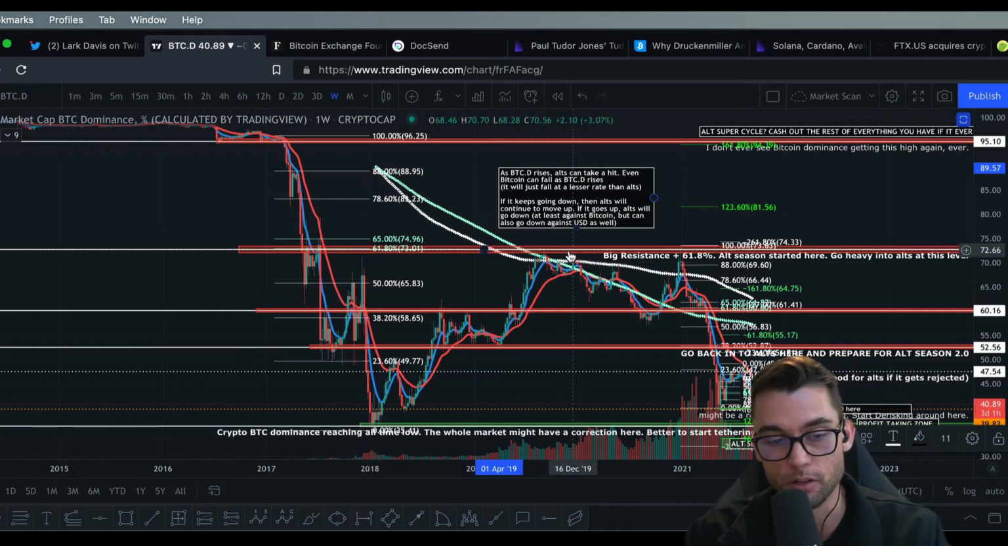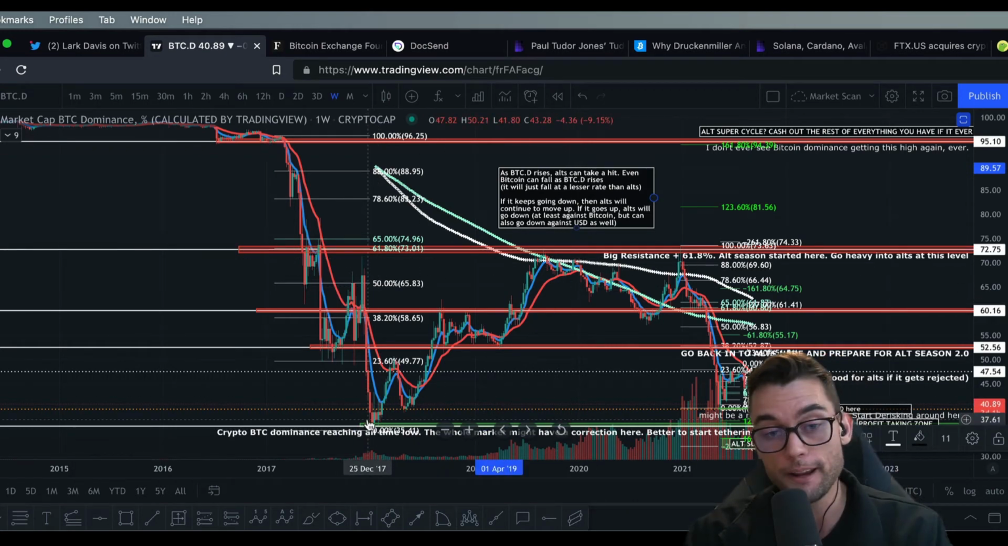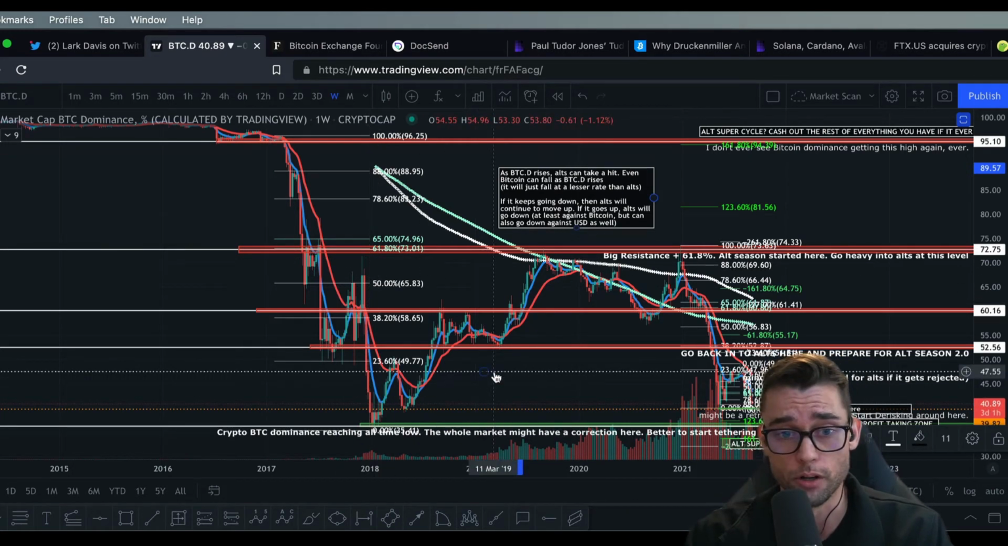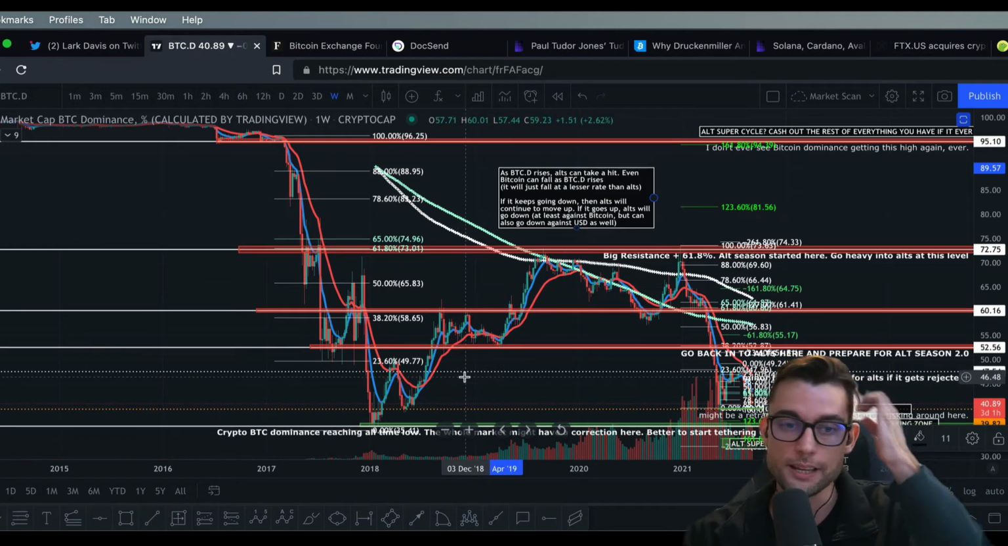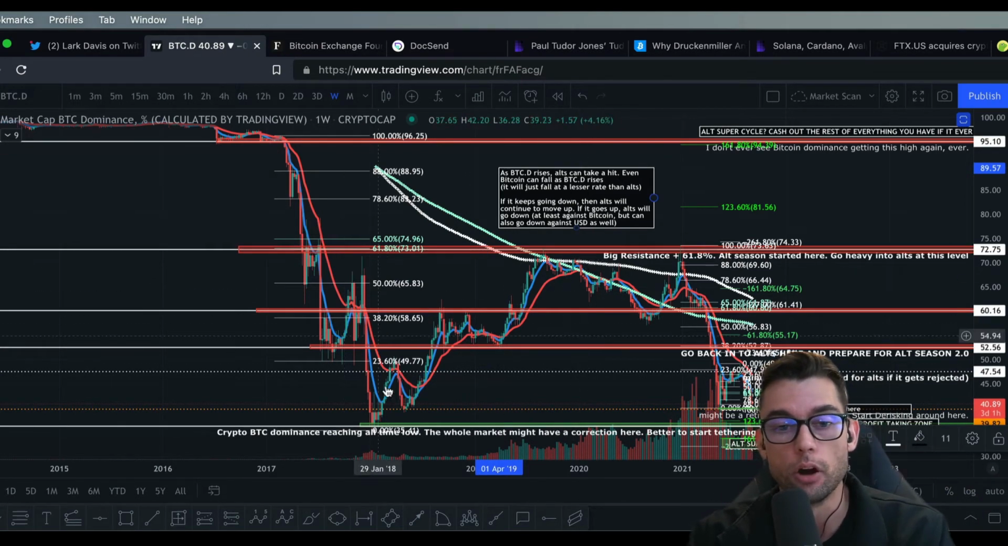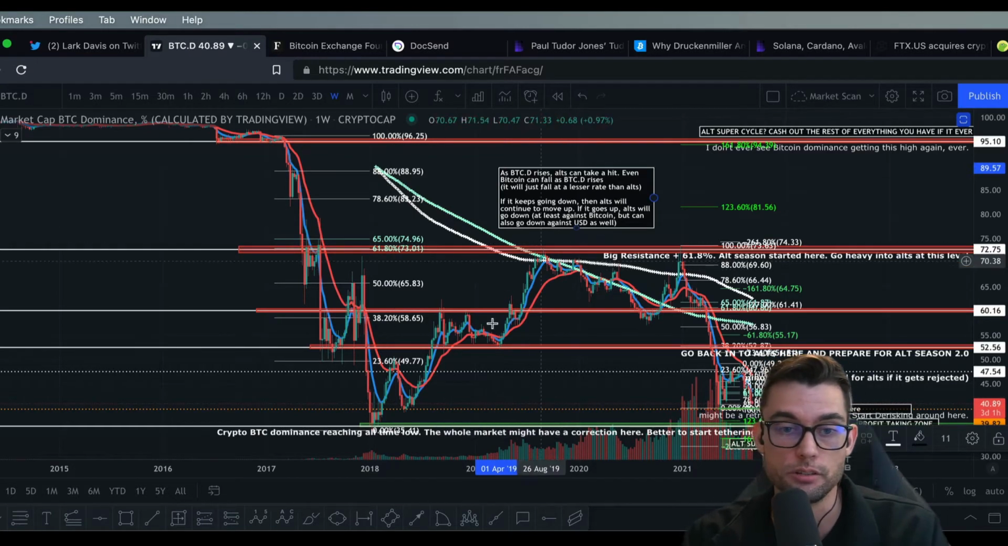That's why the dominance of Bitcoin went up, even though the price was falling for everything across the board. So what this says is that if it keeps going down, then alts will continue to move up. If it goes up, then alts will continue to go down, at least against Bitcoin, but they could also go down against USDT as well.